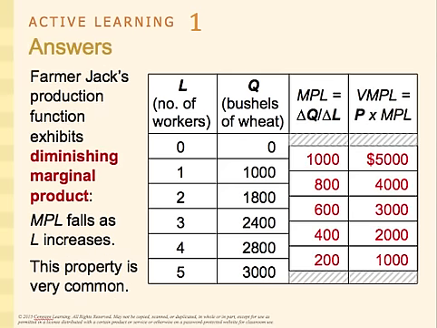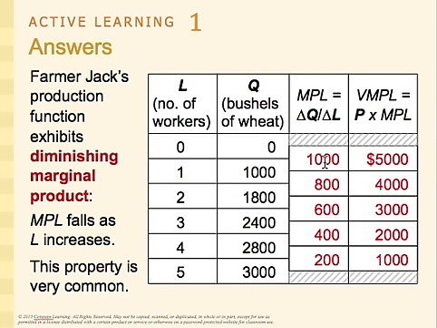Okay, we're back. Answers. Farmer Jack's production function exhibits a diminishing marginal product, which means that marginal product of labor falls as labor increases. This property, the diminishing marginal product property, is actually very common. As you can see here, given the change in labor, so we go from 0 workers to 1, we get 1,000 bushels out of that move. But going from 1 to 2, we get 800. From 2 to 3, we get 600. From 3 to 4, we get 400. And from 4 to 5, we get 200.